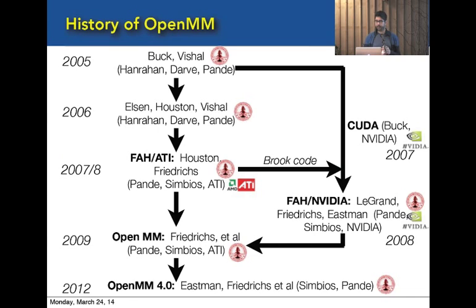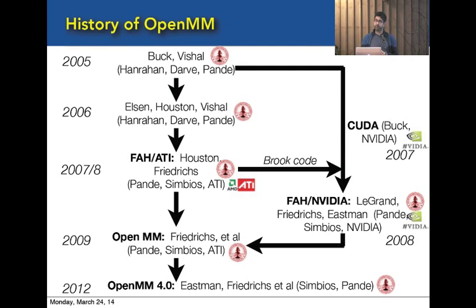The history of OpenMM is actually interesting. It goes back quite a while now, way before people were running on GPUs, before CUDA and OpenCL and other GPU languages existed. In 2005, there was a collaboration between my lab and Pat Hanrahan's lab that led to the first MD code for GPUs. This was written largely by Vishal Vaidyanathan, who was a grad student in my lab, and Ian Buck, who was a grad student in Pat's lab.